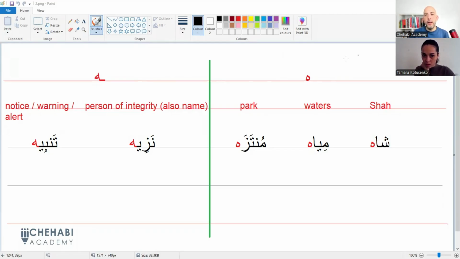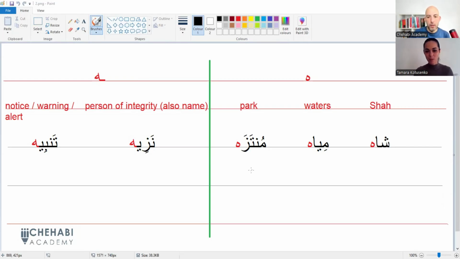So, Tamara, let's read the first word. We are reading from the right to the left. Shah. It's the equivalent for king in Persian. The word Shah. Next word, Miyah. You see, it's not kh, it is more from the throat. Miyah. You know what miyah is? Or in English, waters. Not water, waters. When we talk about geography, we say the waters.